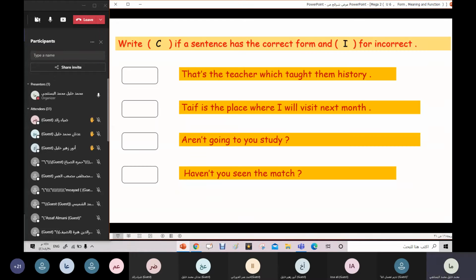And here we have what examples. Look here. Do you think the sentences are correct or incorrect? If it is correct, write C. If it is incorrect, write N. Number one, the teacher which taught them history. Yes, Adnan? Incorrect. It should be who, because here we have a person. So it is incorrect. Number two, Taif is the place where I will visit next month. Correct. Good.